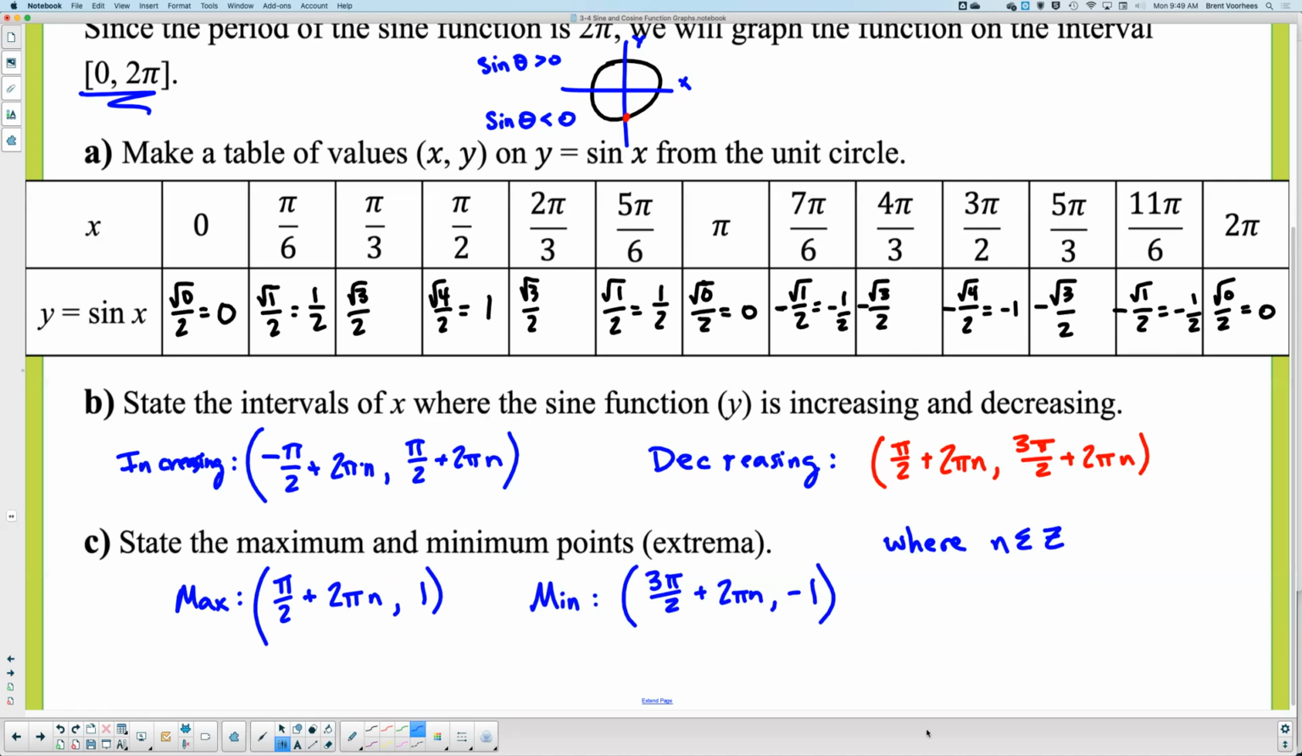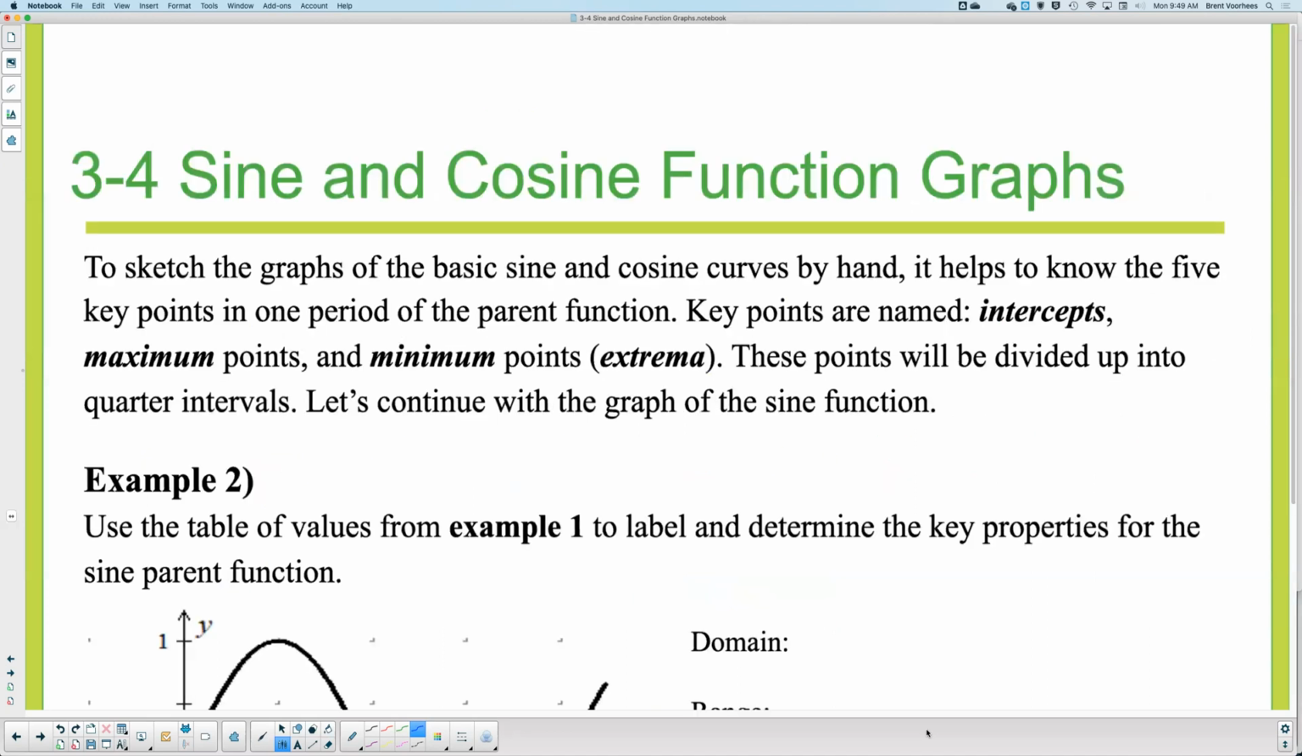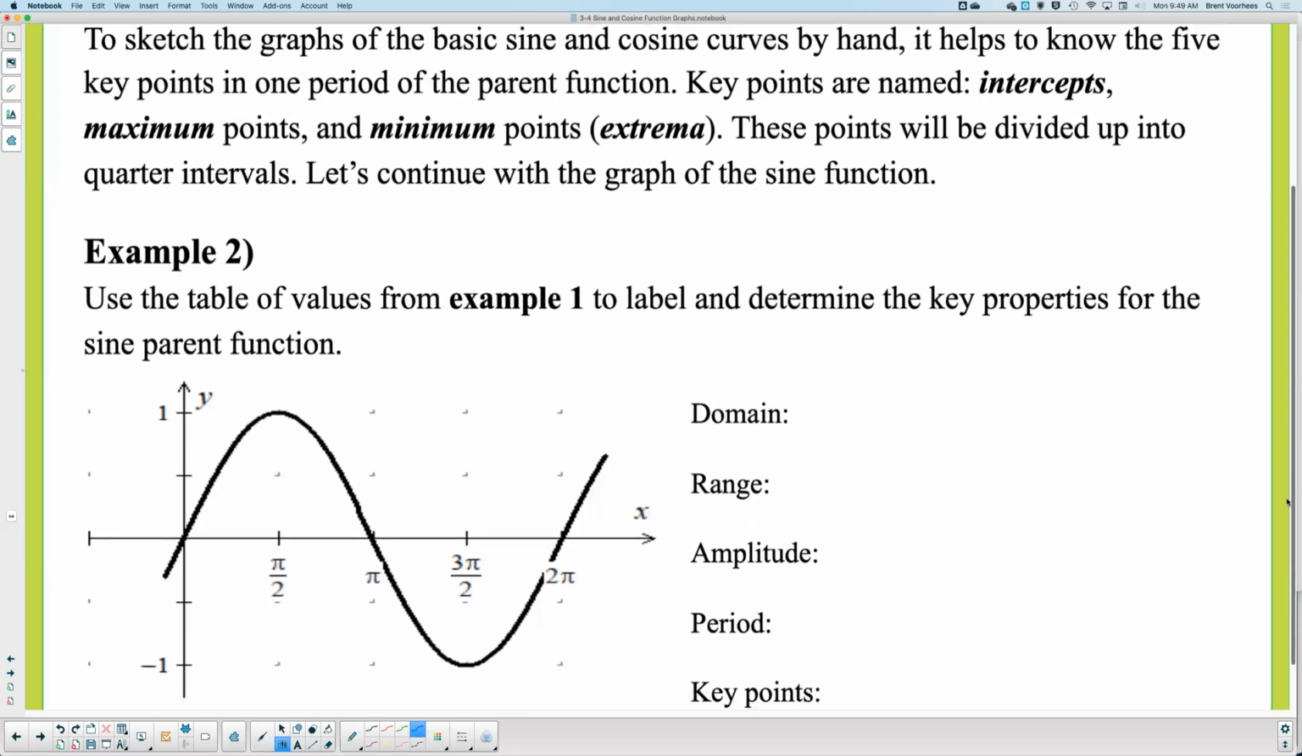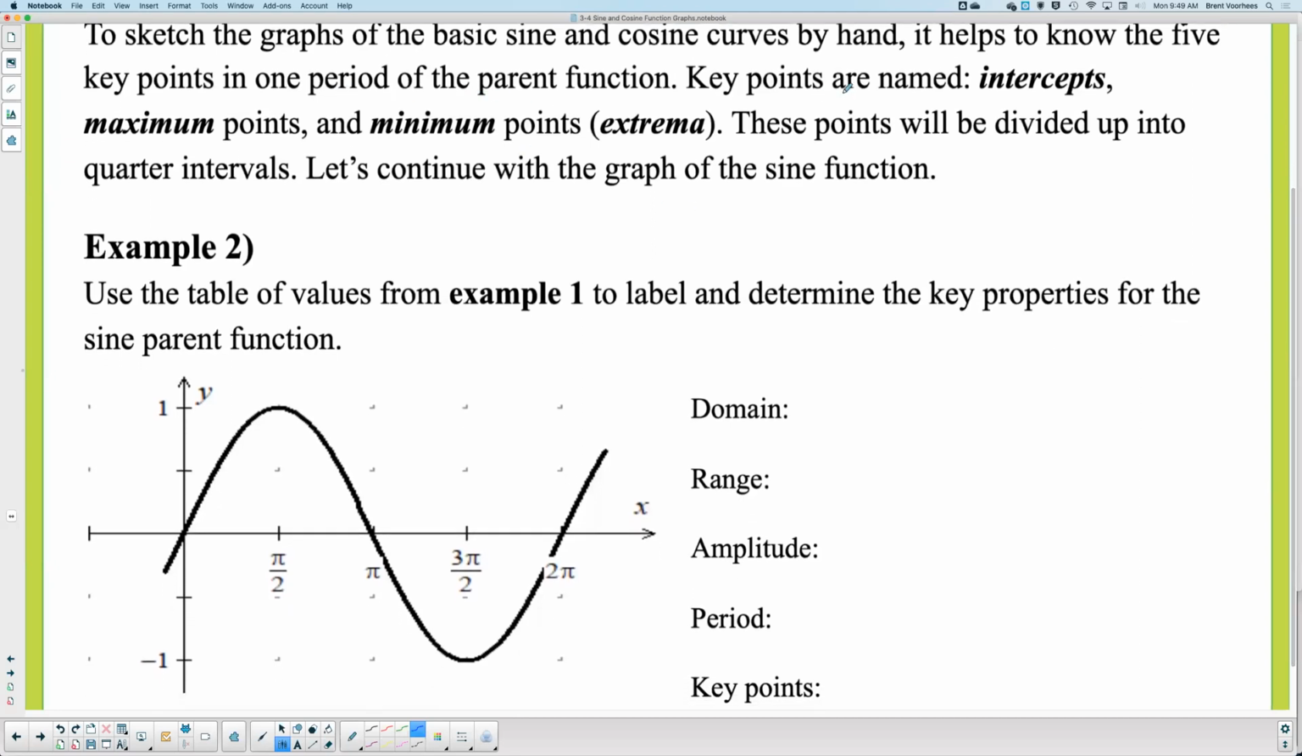Okay, so that was the sine function. Now let's look at sketching some things with the sine function. To sketch the graphs of the basic sine and cosine curves by hand, it helps to know the 5 key points in one period. Now, what are we talking about when I say 5 key points? The intercept, specifically, what is an intercept? Anywhere that the graph intersects the x or y axis.